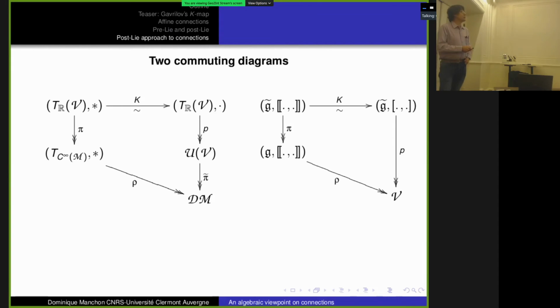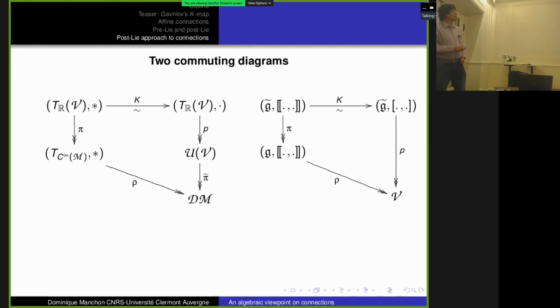And it turns out that Gavrilov's K-map is an algebra morphism from there to there. On the left, you have the projection onto the tensor algebra. It's an isomorphism, because again, I recall to you that K is a deformation of the identity. K of a word is the word itself plus corrective terms of smaller length. So it's obviously a linear isomorphism. Here you have the projection onto the tensor algebra, but with scalars, the C-infinity maps. Here it is the so-called higher order covariant derivative map.